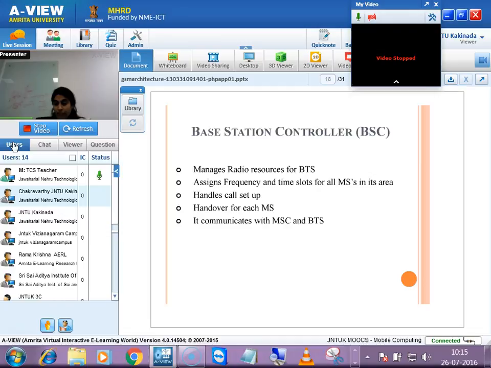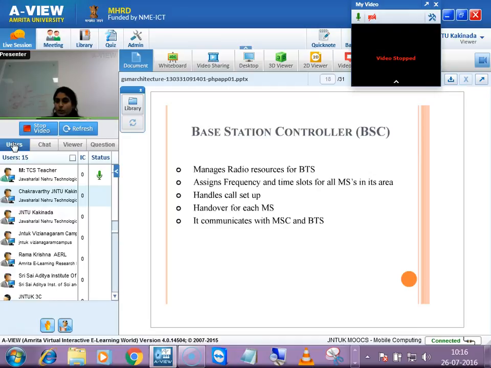It assigns frequencies and time slots, as I told you, for all the mobile stations, and handles call setup. For initial call setup, what should be done? Initially you switch on your phone, and you can't make your call directly, it will take some time. Once you switch on your phone, slowly your network will be connected, then you will have signal strength at the top right of your phone. Once you get that signal strength, you'll be capable of making the call. Till then, the phone is in idle mode. Whenever you start calling some other person and it is connected, then the call is in connected state. In order to make a call, there is a set of procedures which should be performed before making the call. So the BSC handles that call setup procedure, okay?